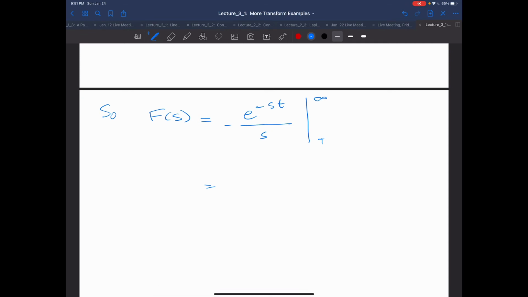So this is going to give us 0 if the real part of s is positive. We subtract from that the value that we get when t is equal to capital T, and that gives us e to the minus s capital T over s. So what we end up with is e to the minus s capital T times 1 over s. And again, that's in the case where the real part of s is positive.